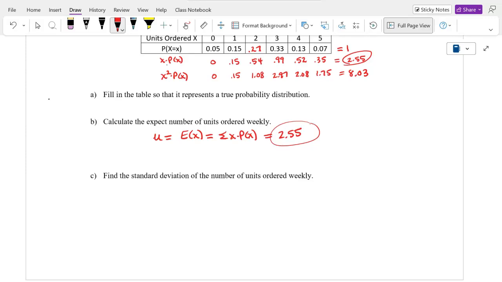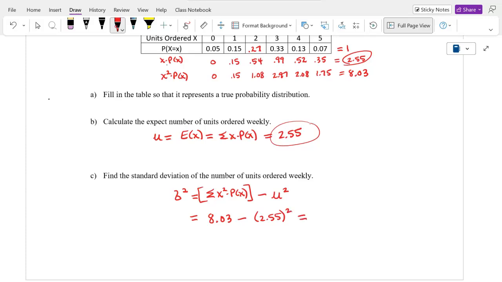All right, to find the standard deviation, we start off by finding the variance. The formula for the variance is the sum of the column entitled x squared times p of x. That is a number. From it, we subtract the mean squared. Let's plug in. The sum of the column entitled x squared times p of x is 8.03, minus the mean that we just found, 2.55, squared.